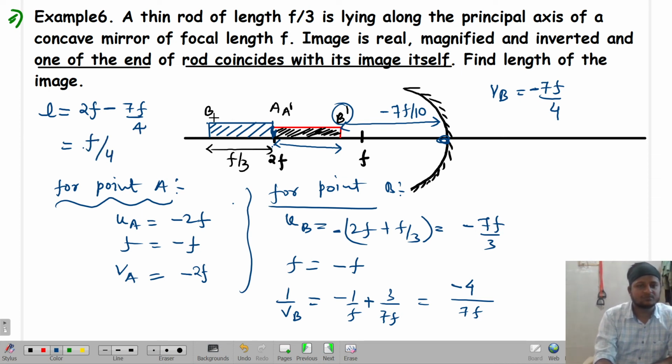So the object was of length f by 3, but the length of the image is going to be f by 4. Understood or not? Are you able to get me? Are you able to understand how I am calculating? Tell me.